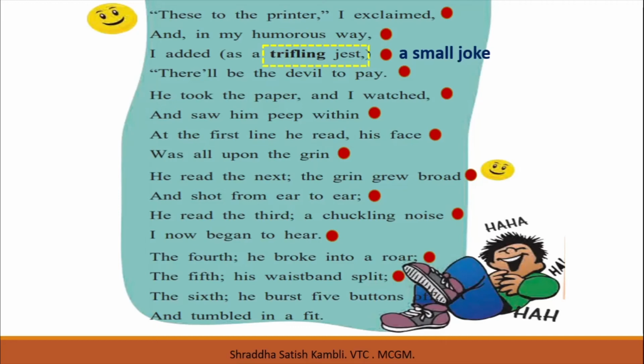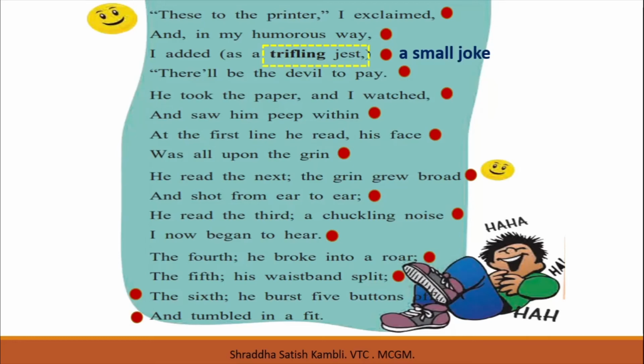Now this is the height of something being funny. That is, you laugh so hard that your waistband or the pant that you're wearing or the belt that you're wearing, it bursts open. The sixth, he burst 5 buttons off and tumbled in a fit. So you can see how he is rolling on the ground laughing now. It is as if he's suffering from a bout of fit. Okay, so that is how his poem is.